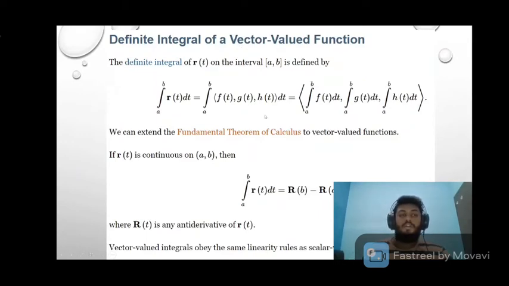The definite integral of r(t) on the interval [a, b] is defined by this formula, and we can extend the fundamental theorem of calculus to vector valued function. If R'(t) is continuous on [a, b], then the integral of R'(t) dt equals R(b) minus R(a), where R(t) is any antiderivative of R'(t). Vector valued integrals obey the same linearity rules as the scalar valued integrals.